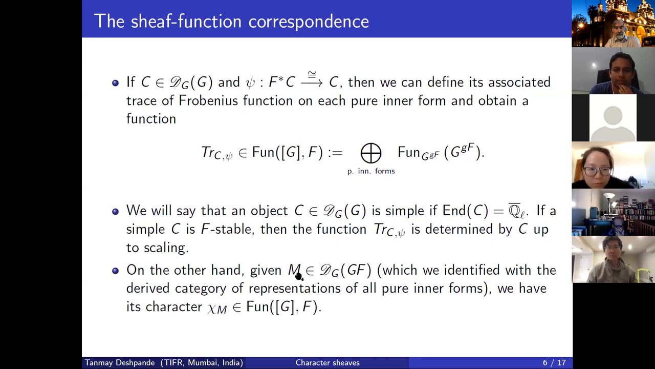On the other hand, suppose we have an object M in DG of GF. Now remember that an object here is something like a representation of a pure inner form. So if we have an object here, we think of it as a complex of representations, and we can define its character, which is again a function in this function space. So it is a class function on some pure inner form.